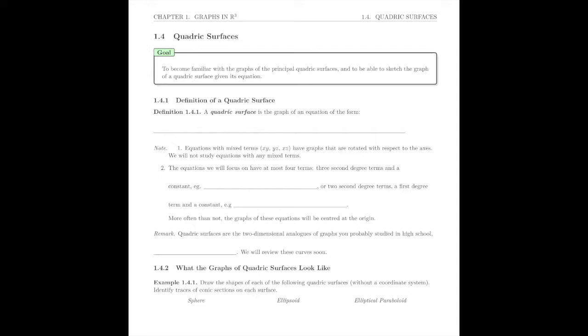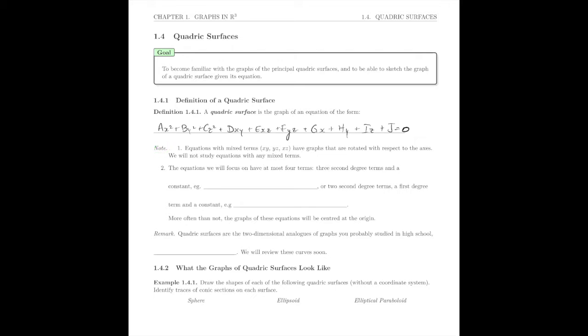So let's start with the definition. A quadric surface is the graph of an equation of the form ax squared plus by squared plus cz squared plus dxy plus exz plus fyz plus gx plus hy plus iz plus j equals 0. That's the general second degree polynomial in three variables.